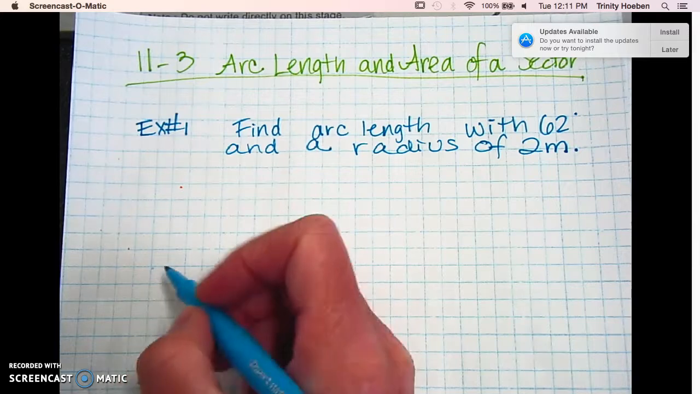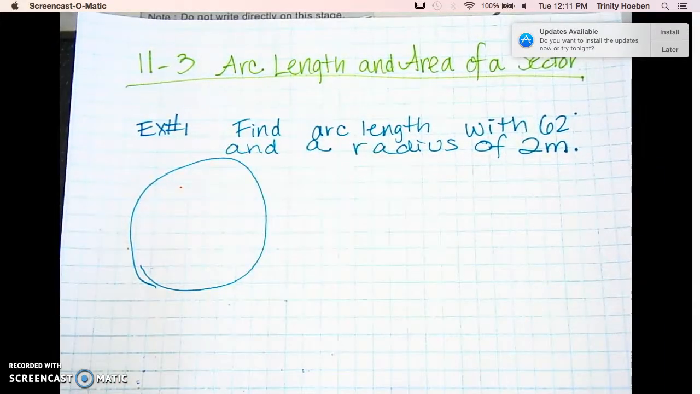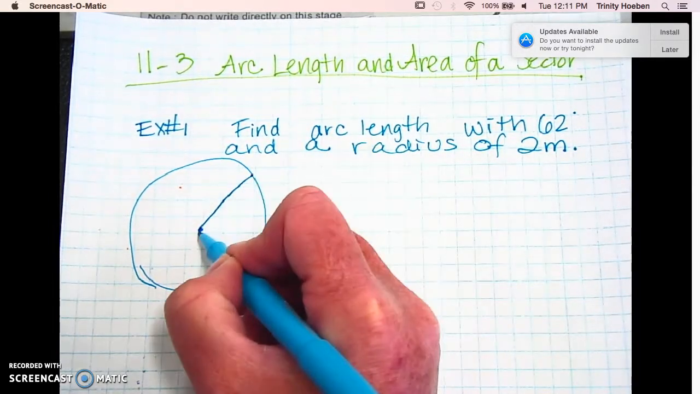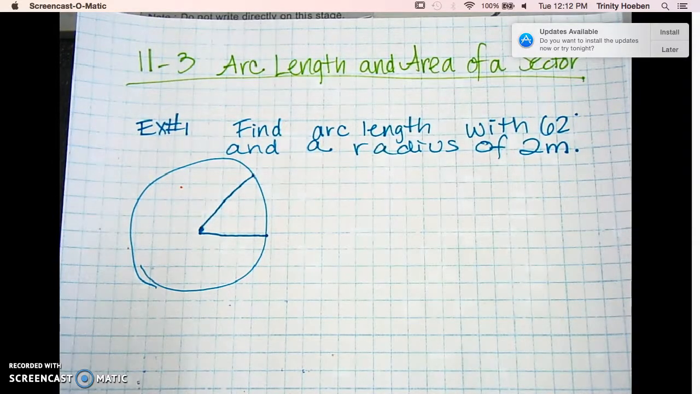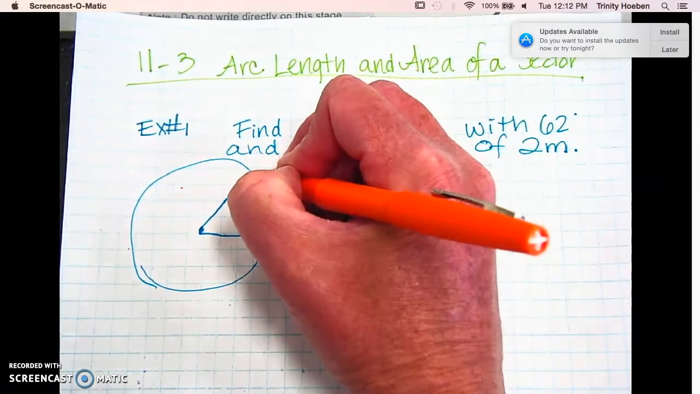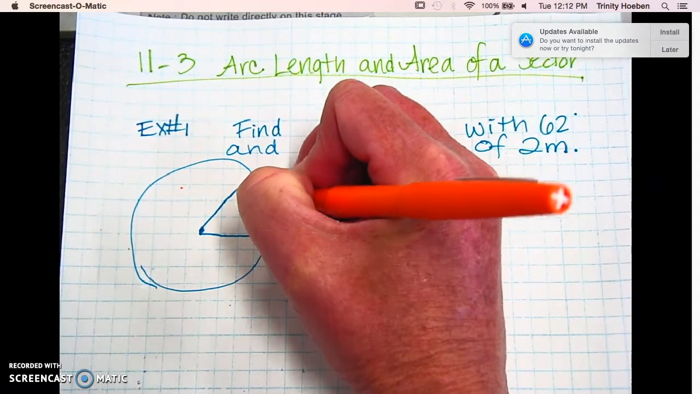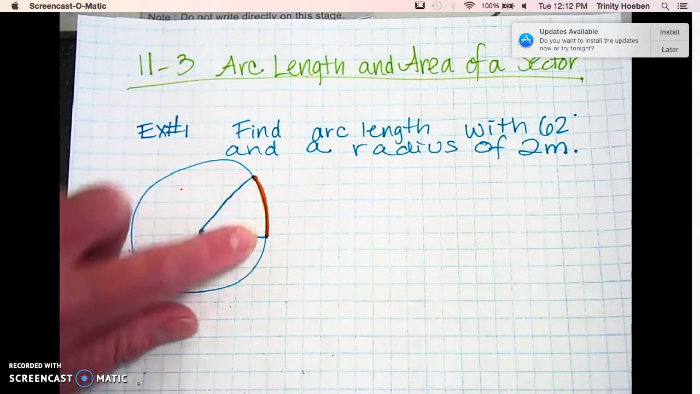All right? So we're going to be starting with a full circle. But we don't want the whole circle, we just want a portion of it. So we're going to cut a piece out of it. That piece is called the sector. That sector, we only want the arc length. So the arc length is only going to be from here to here. Just the measurement of that piece of the circle.